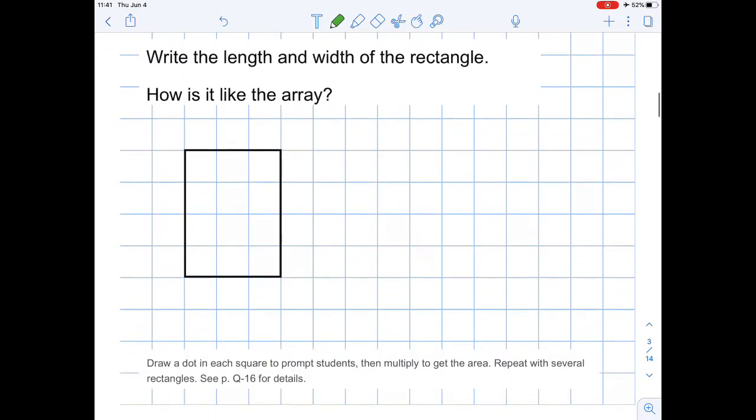Now, if you draw a rectangle on your graph paper, it is very much like an array. So here we have 4 rows. Here we have 3 in each row. And so we would do the same thing. 4 times 3 is equal to 12. There are 12 squares inside this rectangle. This is what we call area.